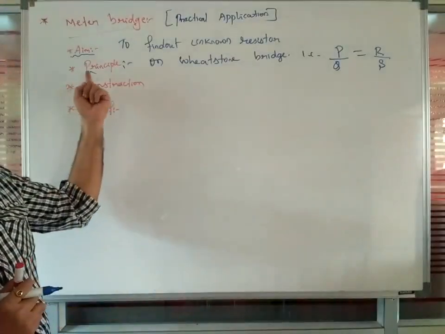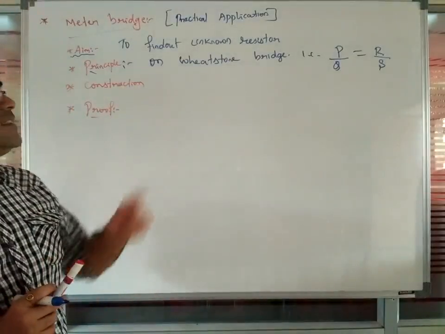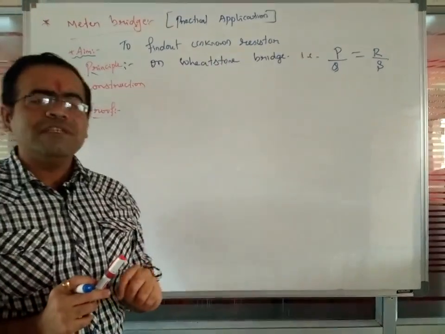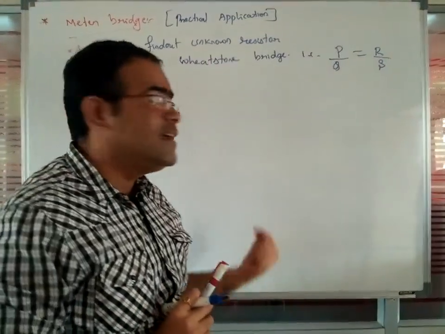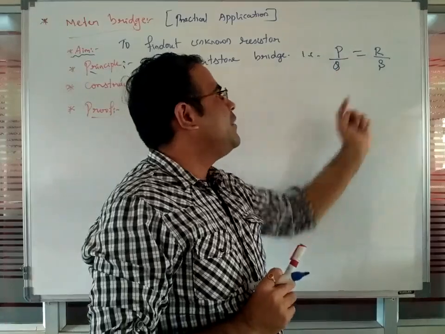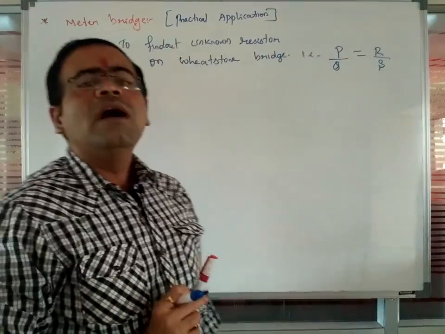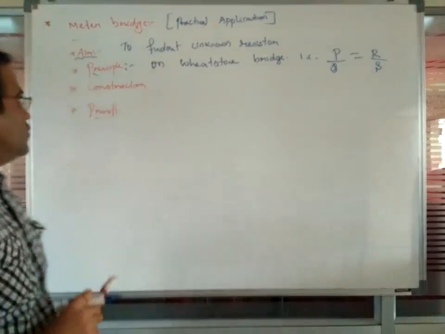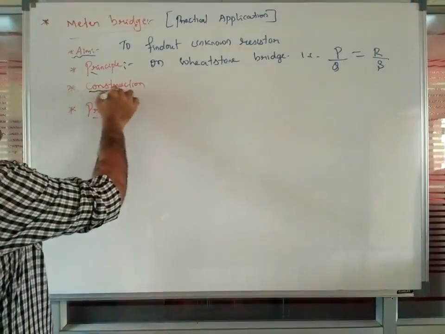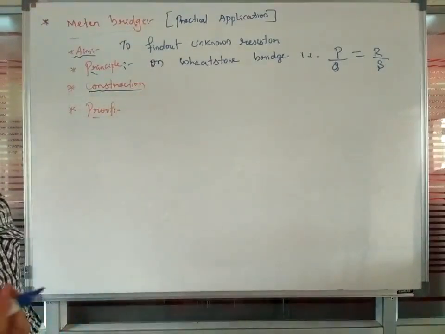Next one, on which principle is it working? It is working on the Wheatstone bridge principle, that is the balancing condition, given by P divided by Q is equal to R divided by S. Now, what is it made up of? Why is it called a meter bridge?